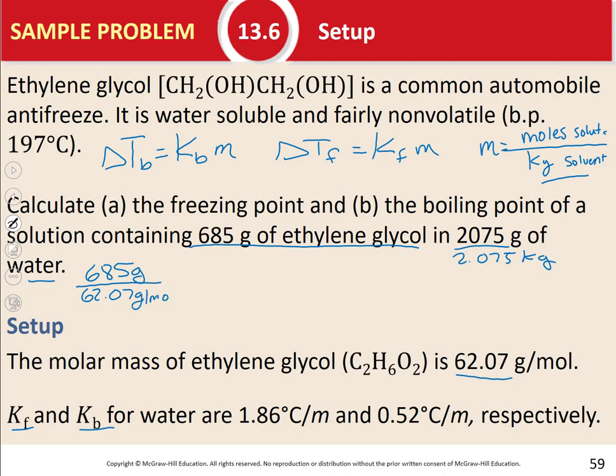Molar mass, we are given 62.07 here in the setup. That wouldn't be given for you on the test. You'd have to calculate the molar mass yourself, and you can determine that fairly easily from the formula. It's so hard? You're just adding. Wait till we get to equilibrium and we have to do the quadratic formula.